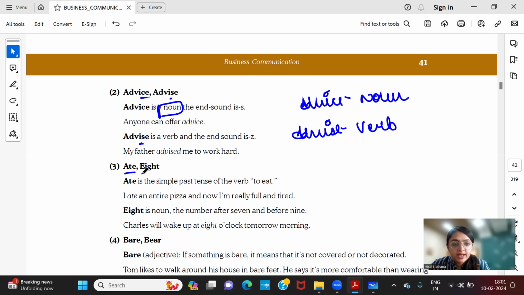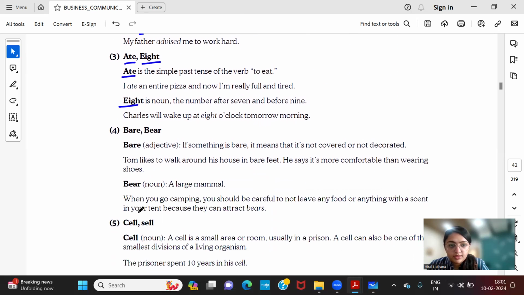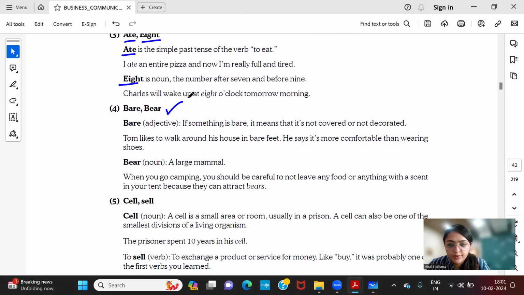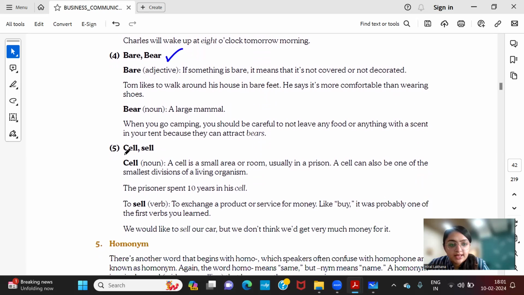Then we have ate and eight. So ate is basically the past form of eat and eight is the number 8 that we use. Yes, and then we have bear and bare that we already saw, and cell and sell. So cell with a C and sell with an S. The pronunciation is exactly the same, but the spelling is different and the context or the usage is different. So cell basically means a prison, or it can also mean a cell phone. And to sell something is to exchange a product or service that we usually use.